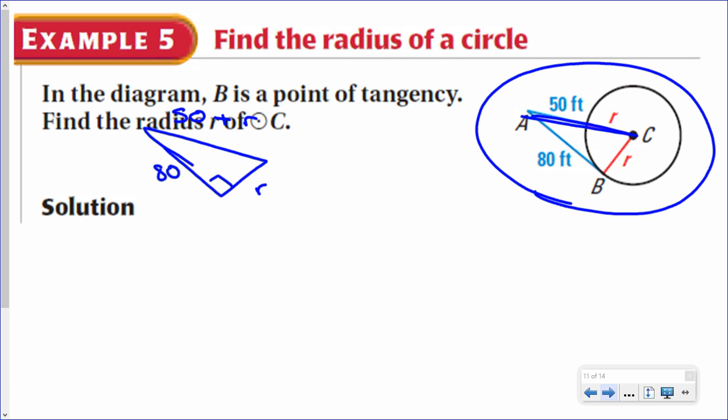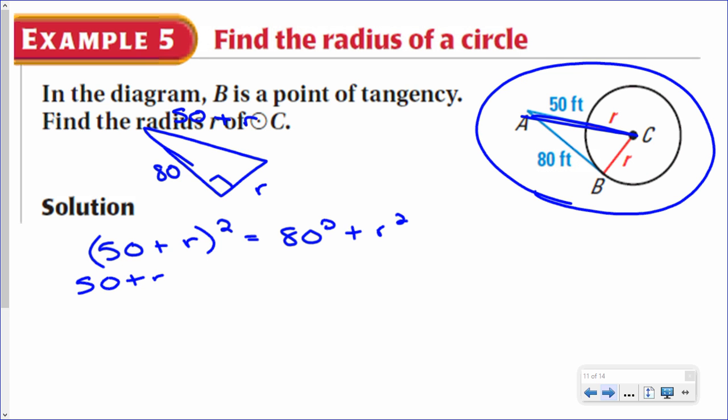Then we use a squared plus b squared equals c squared. Let's start with our c squared: 50 plus r in parentheses squared equals 80 squared plus r squared. The expression is squared, meaning you have two of them. So put 50 plus r and another 50 plus r equals 6,400, which is 80 squared, plus r squared.